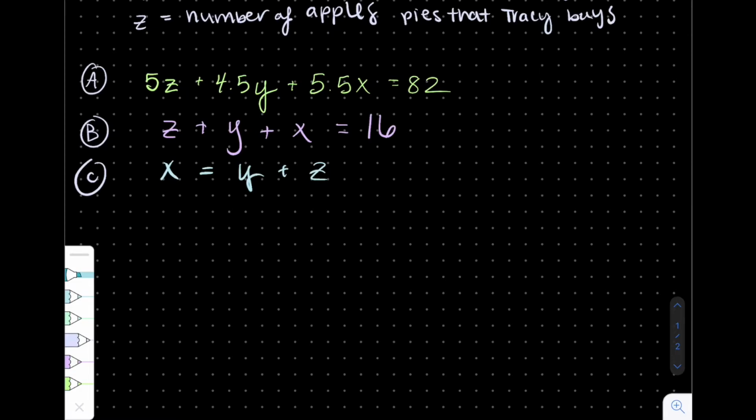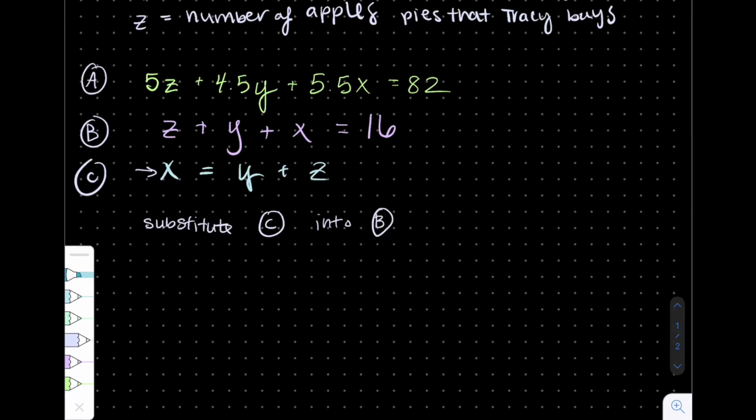And remember, we need to eliminate the same variable twice. So the first thing I'm going to do is eliminate x by substituting. I'm going to use substitution because notice equation C is already solved for x. So I'm going to substitute equation C into equation B.